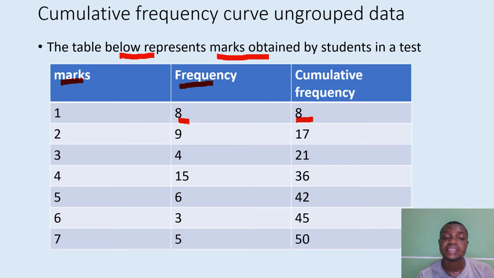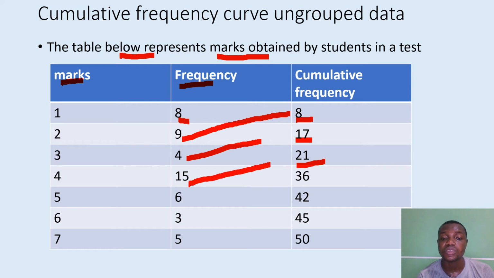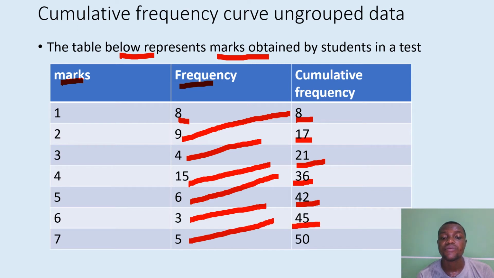Then we start adding. 8 plus 9 will give us 17. 17 plus 4 will give us 21. 21 plus 15 will give us 36. 36 plus 6 will give us 42. 42 plus 3 will give us 45. 45 plus 5 will give us 50. So we now move on and draw our cumulative frequency curve.